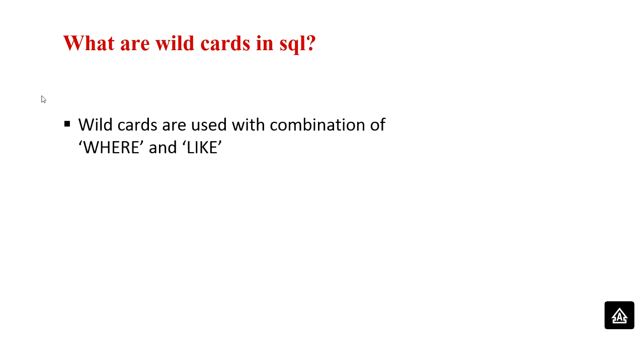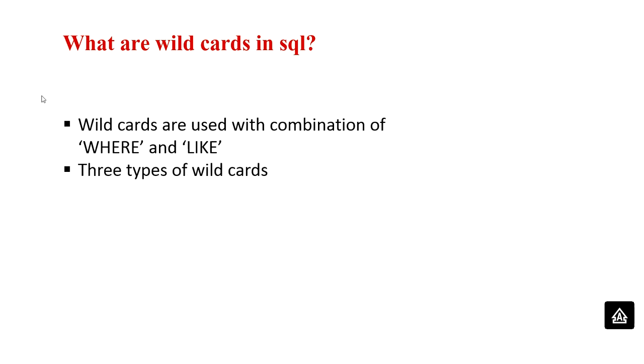In this video we will see what are wildcards in SQL. Wildcards are used to search data in a table when the exact value is unknown. Wildcards are used with a combination of WHERE and LIKE. WHERE is used to specify the column name and LIKE is used to specify the wildcard condition.